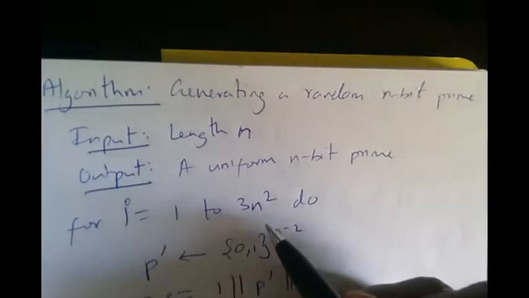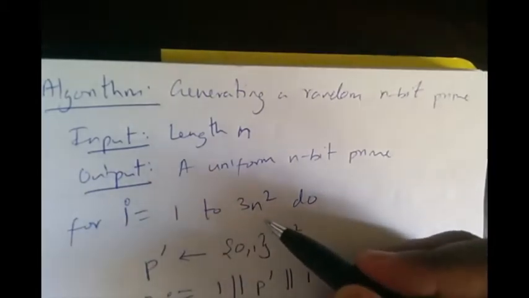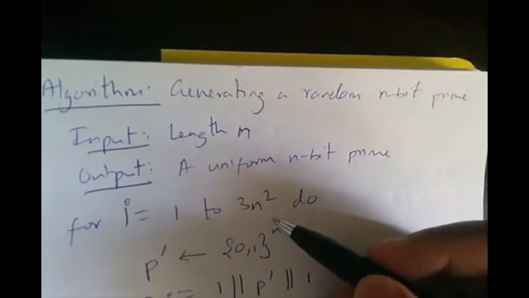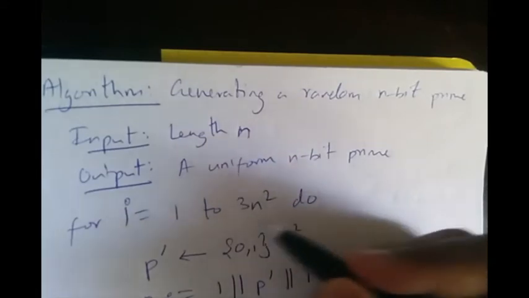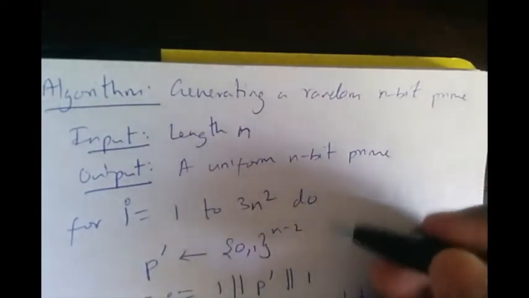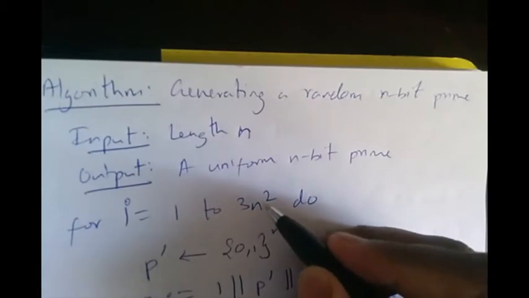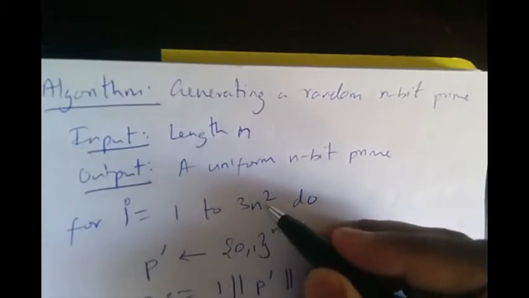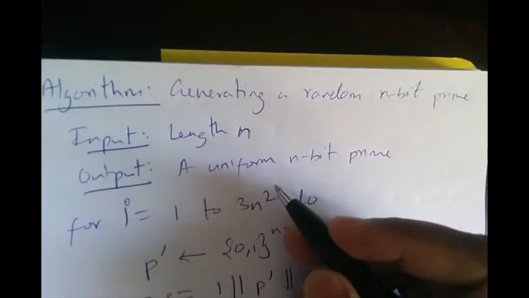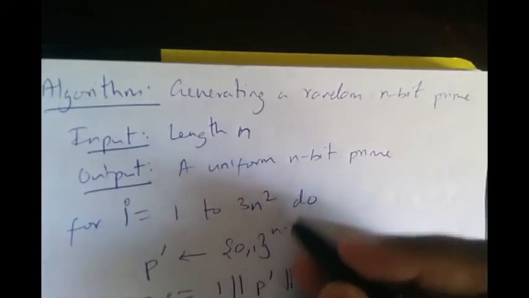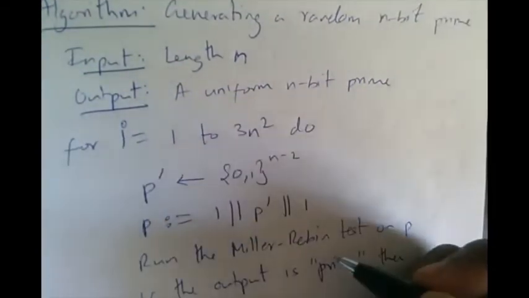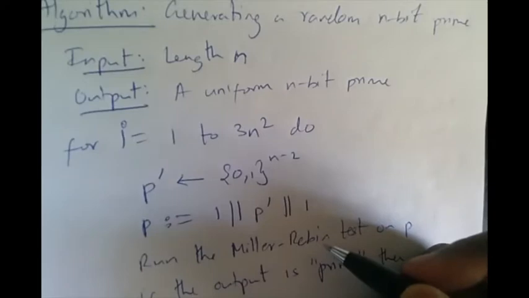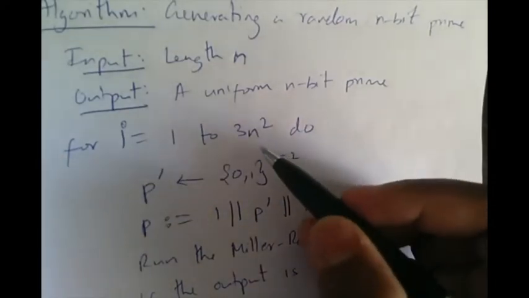The 3n square is from Bertrand's postulate, which says that if you look at all n-bit integers, then at least 1 over 3n of them are prime. So if you choose 3n square n-bit integers, the probability that none of them is prime is e to the minus n. Because at least 1 over 3n of n-bit integers are prime, the probability that you don't choose even a single prime will go down exponentially.